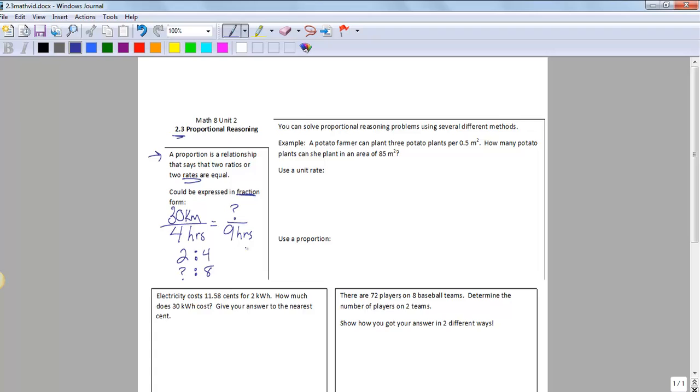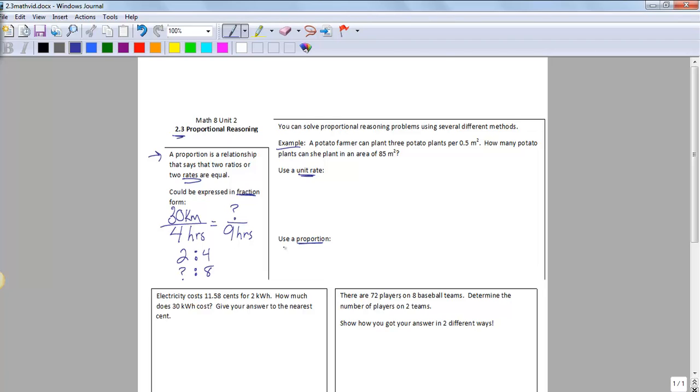Now, you do need to know how to do both strategies. A lot of times you have a choice, but at some point I want to see if you know how to do both. So let's try the first example. We're going to do the unit rate method first, which you're probably comfortable with by now, and then we're going to do it as a proportion. Should get the same answer.